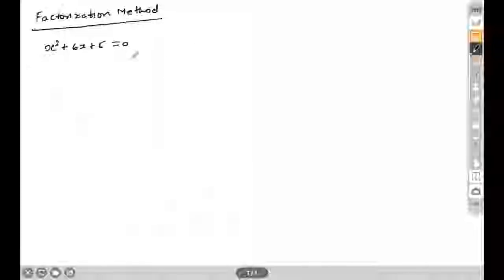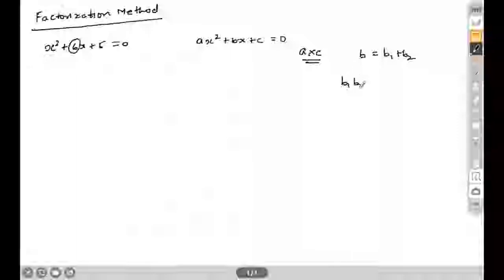In the factorization method, which you have already learned, we try to split the middle term, right? Let's say you have a general equation ax square plus bx plus c equals 0. What do you need to do? You first multiply a and c and find the value. Then break b into b1 plus b2, such that the product of b1 and b2 is equal to ac. This is how we do the factorization method solution.